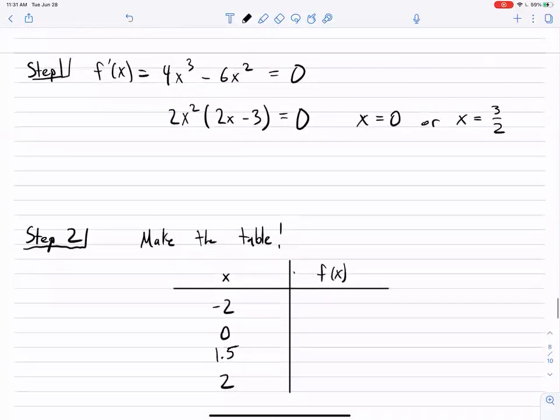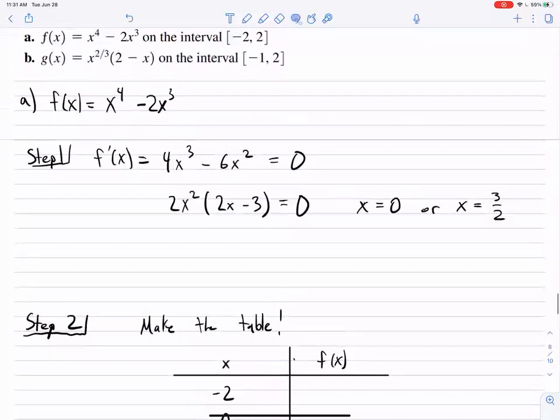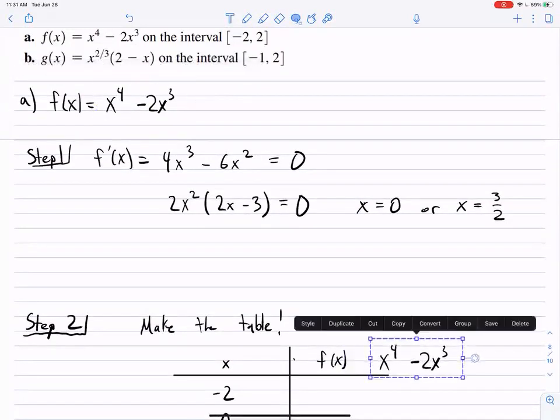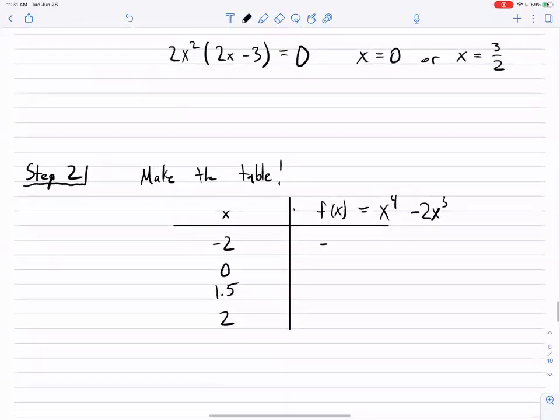And you plug these guys in to the function. And so let's remind ourselves what the function is. Copy, paste. So we were going to plug them into there. And so plugging it in, I get -2 to the fourth minus 2 times -2 to the third. What will that give us? -2 to the fourth minus -2 to the fourth. So this is going to be 0.